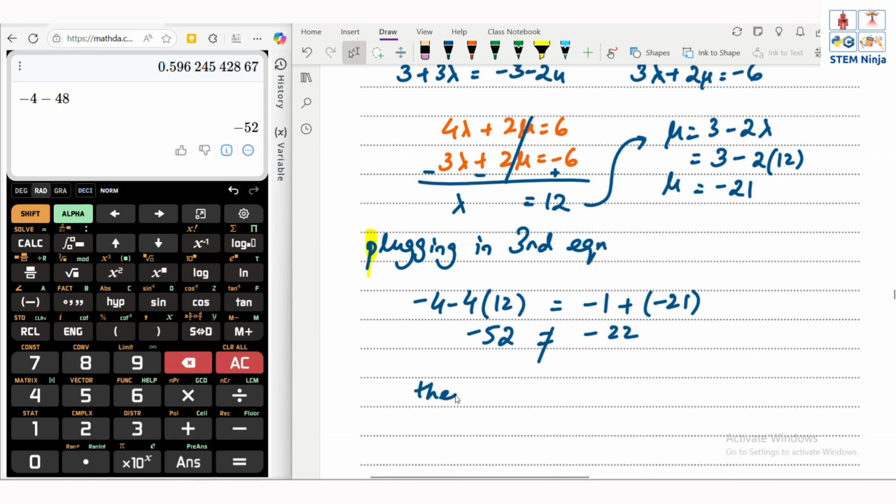Therefore, the lines do not intersect, and are skew.